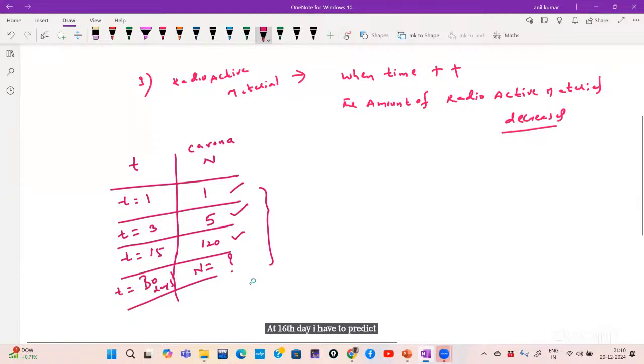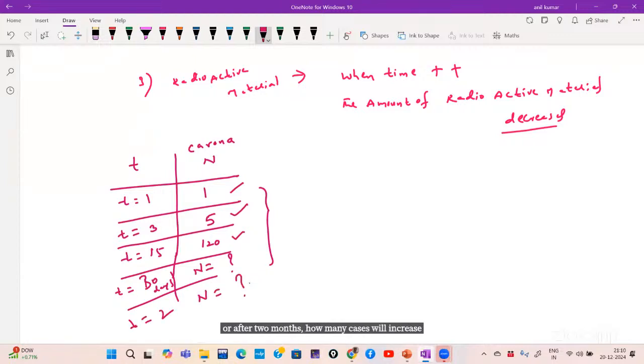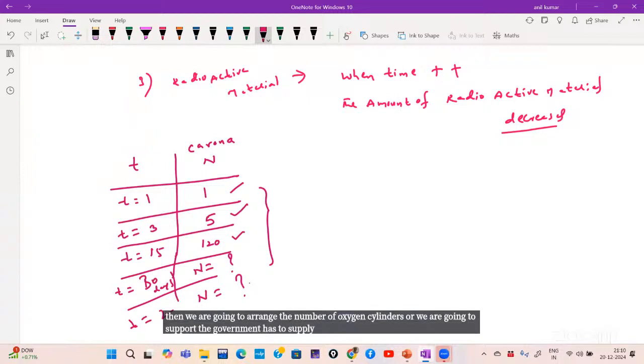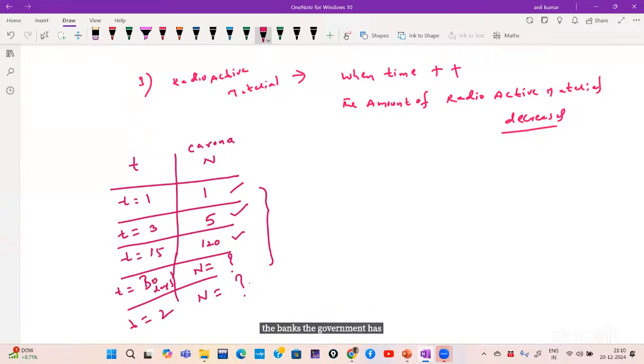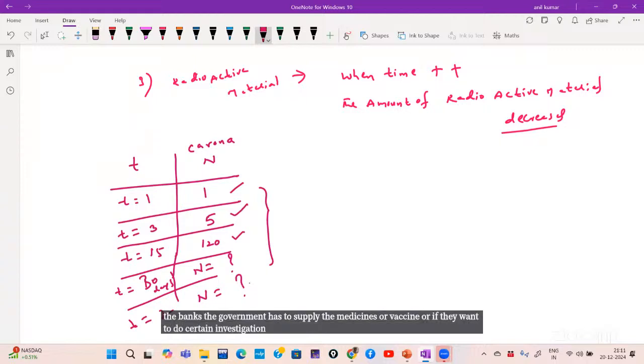Or after 2 months, how many cases will increase? If they can really predict, then we can arrange the number of oxygen cylinders. The government has to supply the beds, the medicines or vaccine, or if they want to do certain investigation, they have to know after 6 months how many cases will register.